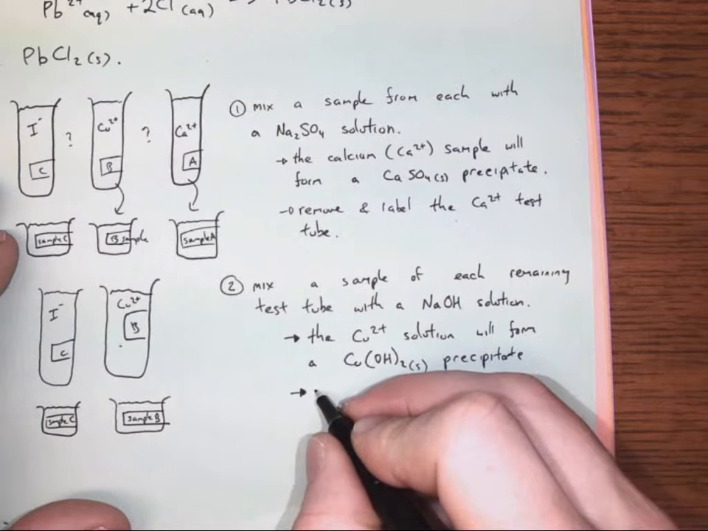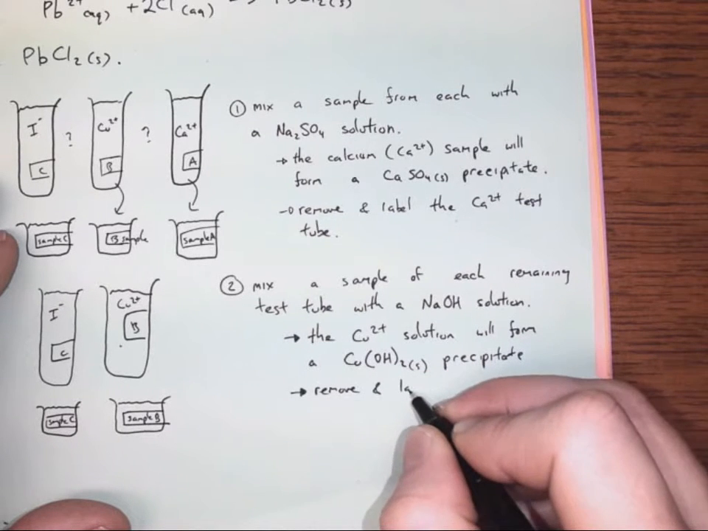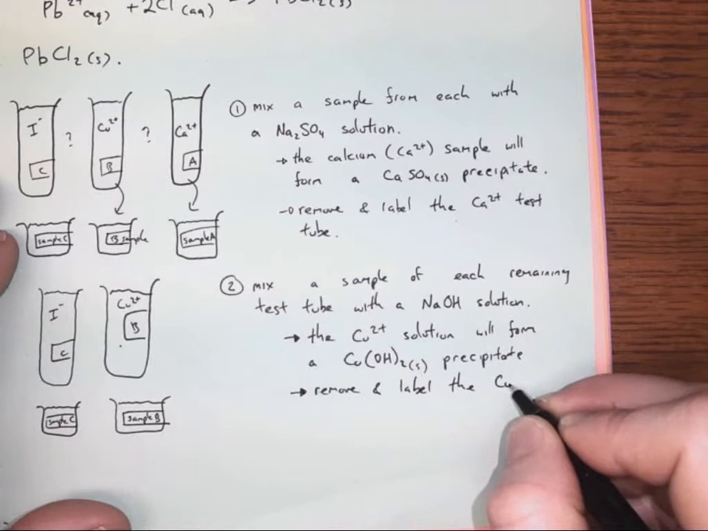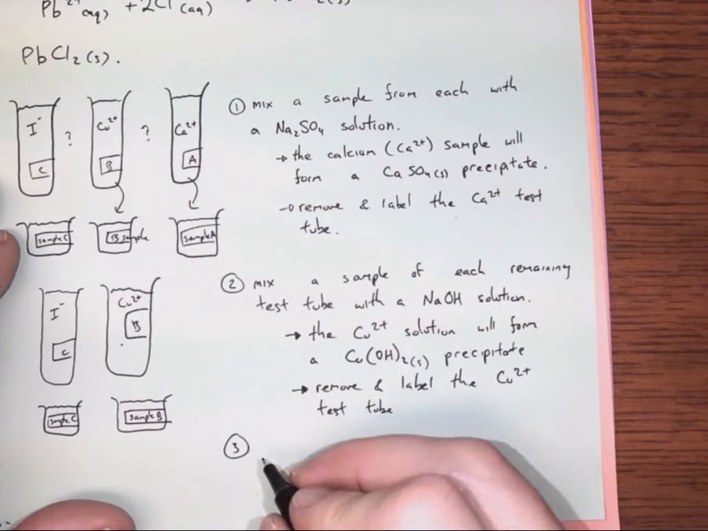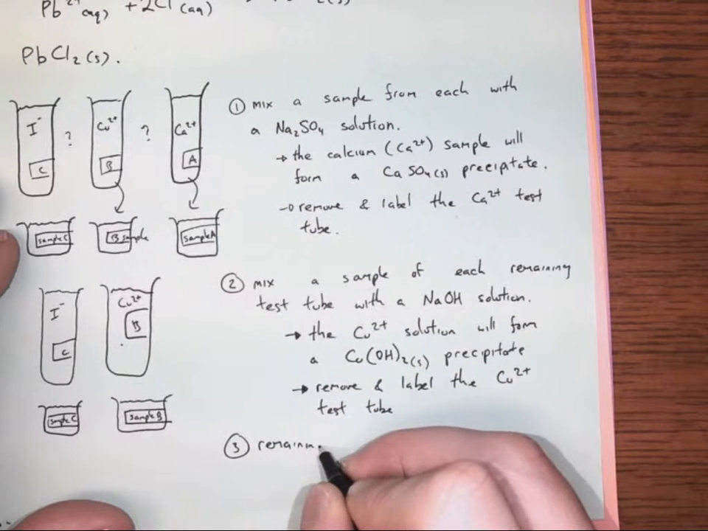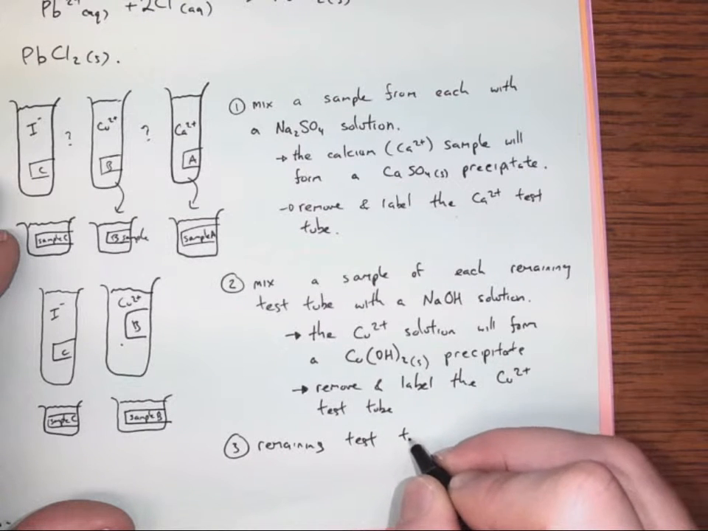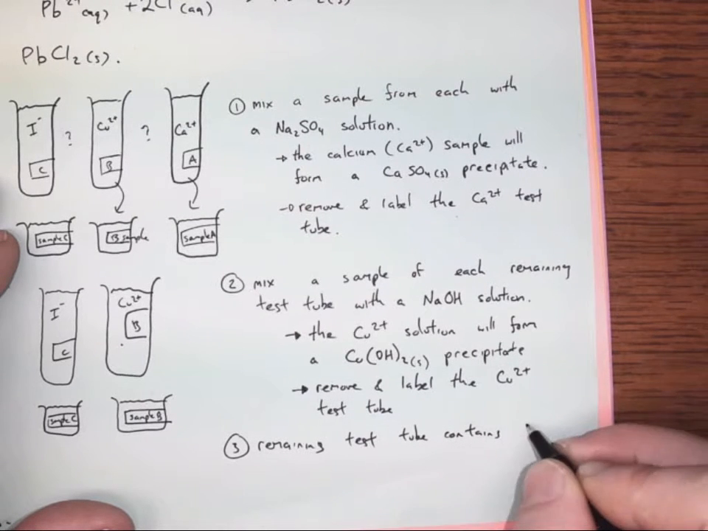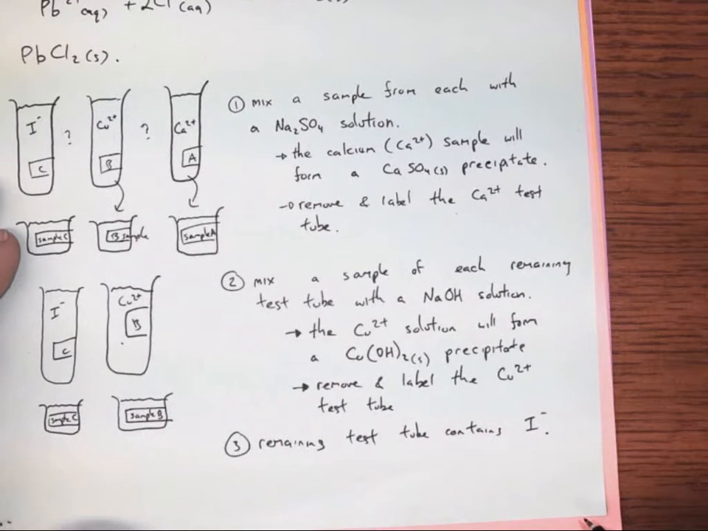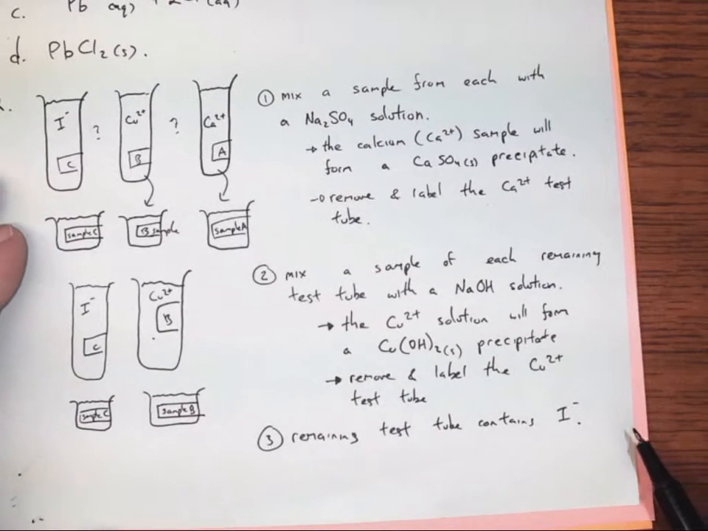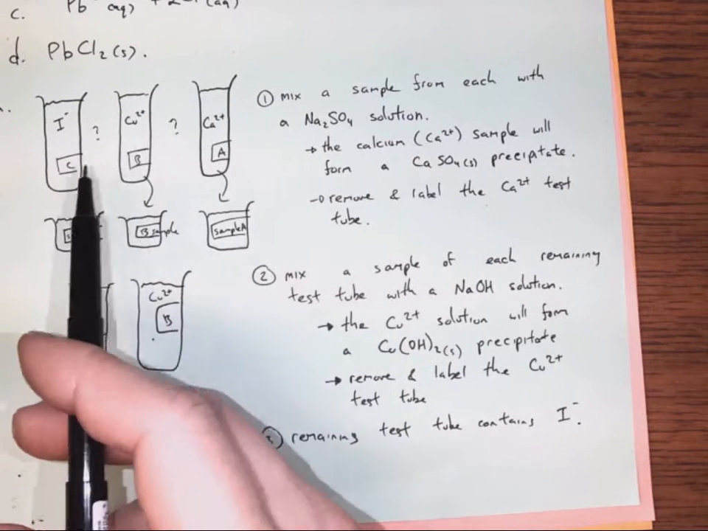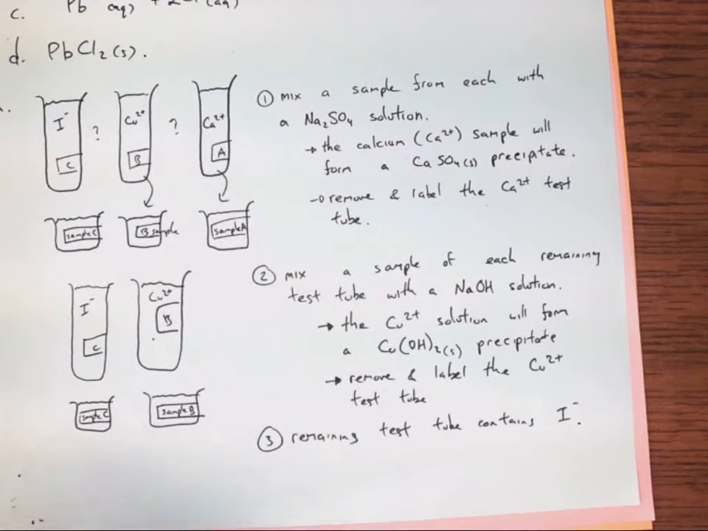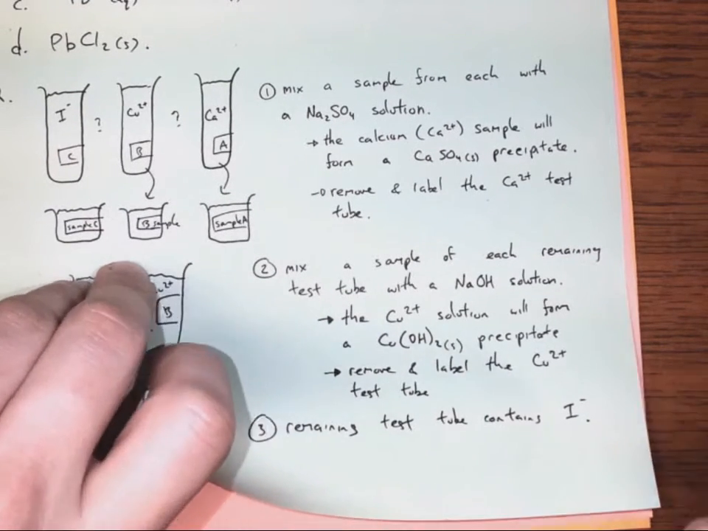And so we'll remove and label the copper test tube. And then we're kind of done. We've sorted them all because the remaining test tube contains iodide. It must, right? Okay. And that's how we work through a question with several mystery ions in solution. Okay. Let's move on to question 3.